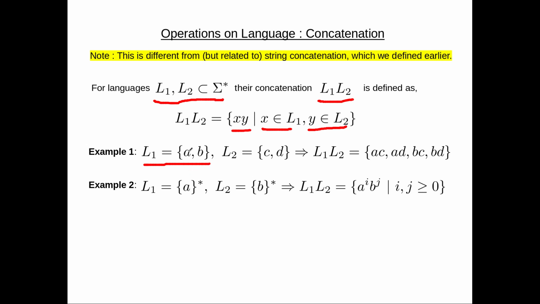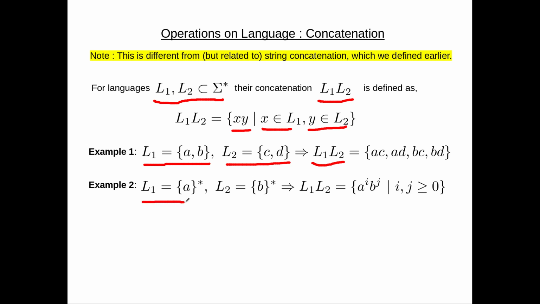So this is also a string, this is also a string, and a language is just a set of strings. It can be a finite set of strings, and those strings can be of length 1, so there is no problem at all. So this L1 is this language, and L2 similarly is this language. If I take their concatenation, I get all possible pairs where the first part is coming from here and the second part is coming from here. So I get AC, AD, BC, BD.